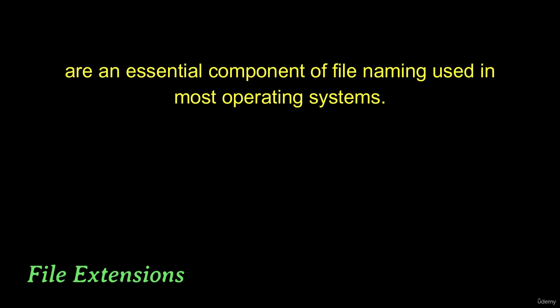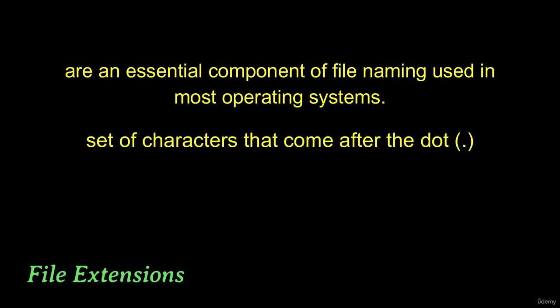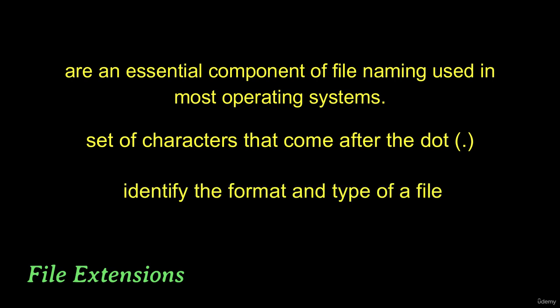See, the file extensions are an essential component of file naming used in most operating systems. So a file extension is a set of characters. You may have seen one if you have a file: after the name of that file, after the dot at the end of your file name, you will see some type of 3 or 4 letters, the extension. It is used to identify the format and type of your file, which helps the operating system and the application software determine how to handle the file, and especially it will be helpful for us.